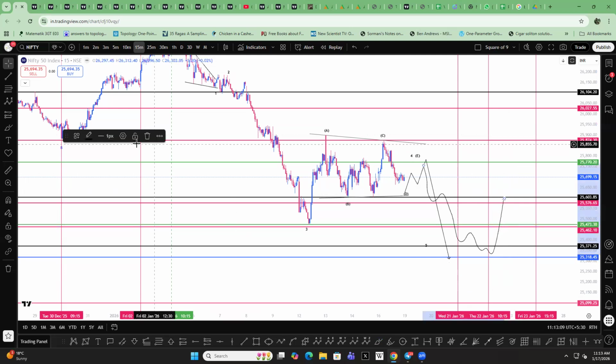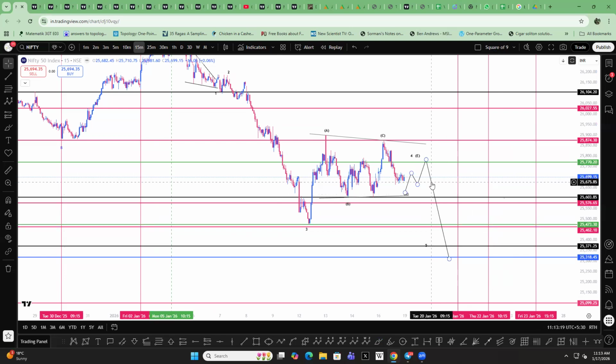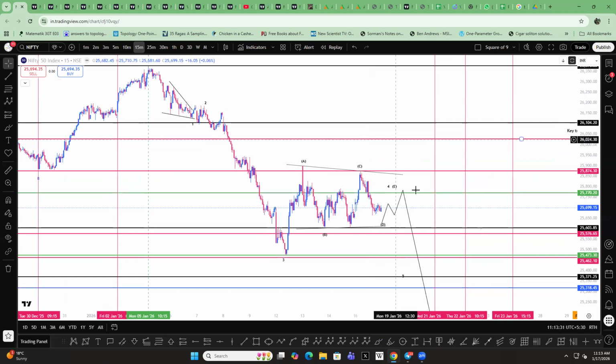But if we get gap downs, right, and in very fast nature, then what should we consider? That we should consider this as wave C, and we should hold our target for bigger reward. Okay, so in any case, as per my view, the market is still sell on rise.